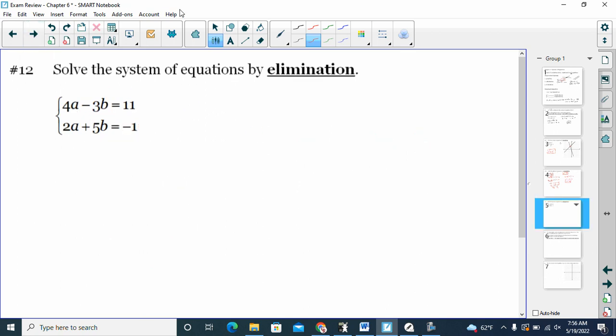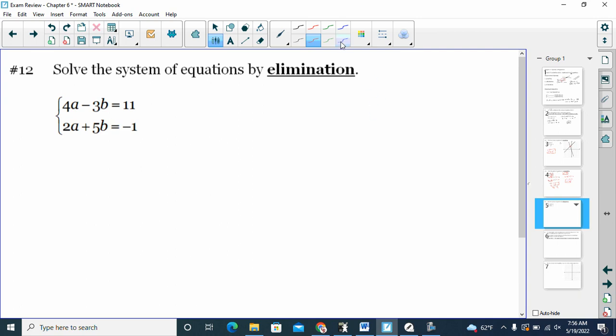Question number 12, again, asks us to solve a system of equations. This time we are solving it by elimination. Solve the system of equations by elimination. We have 4a minus 3b equals 11, and 2a plus 5b equals negative 1.